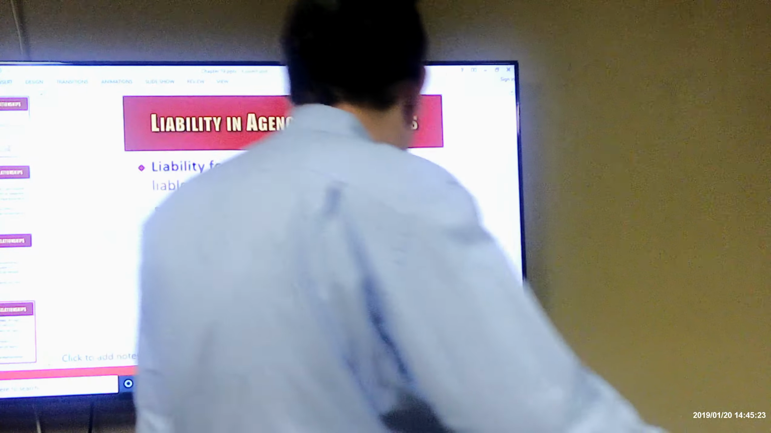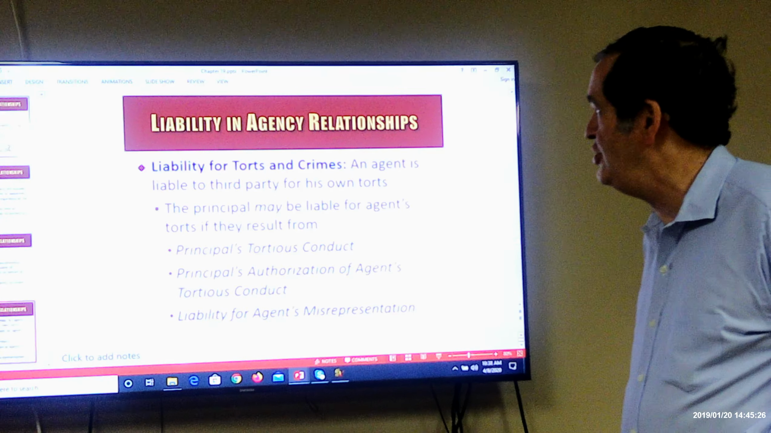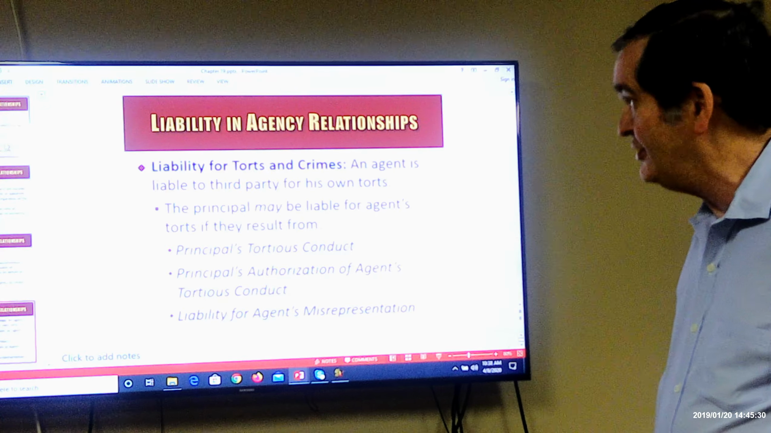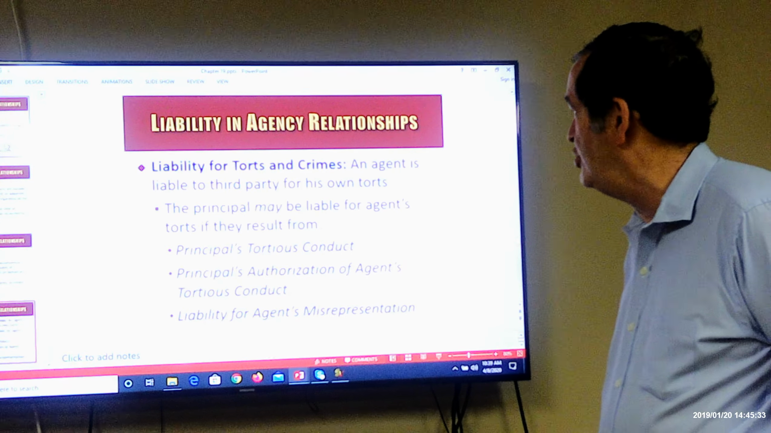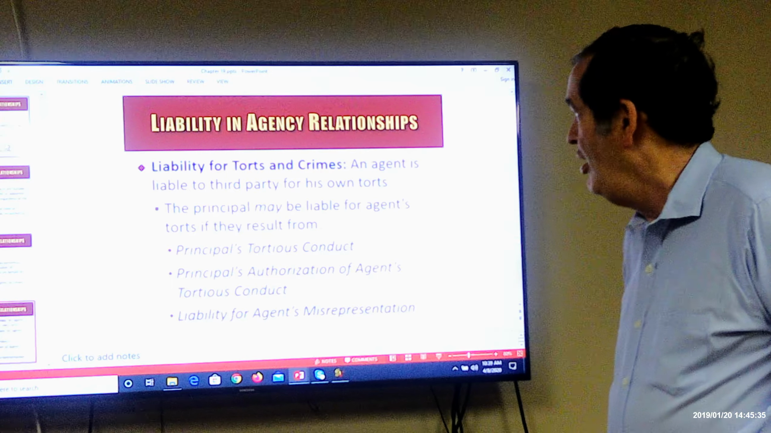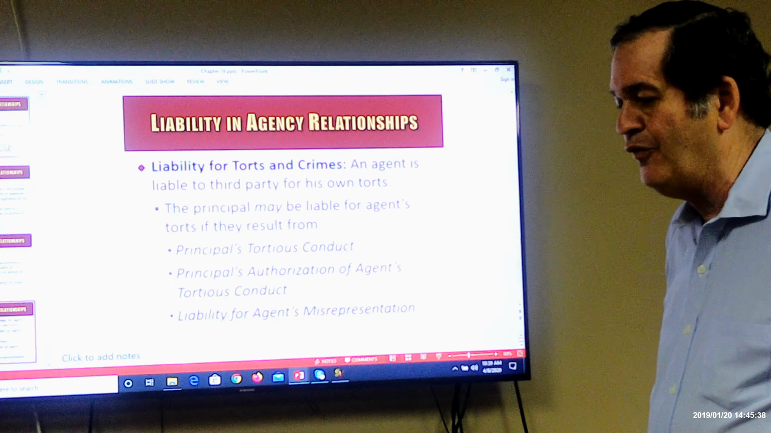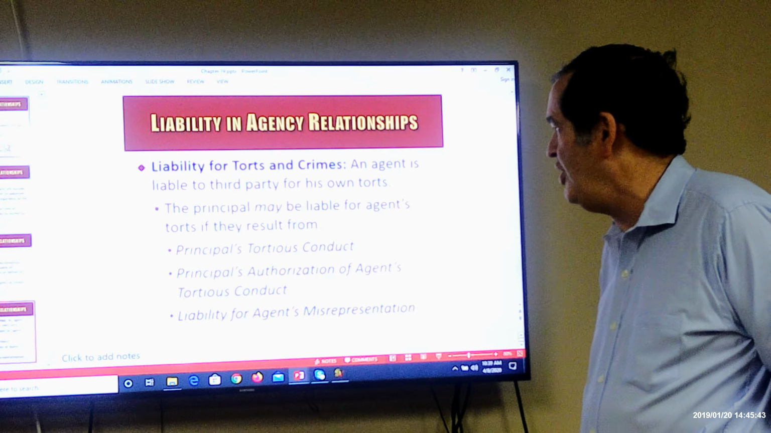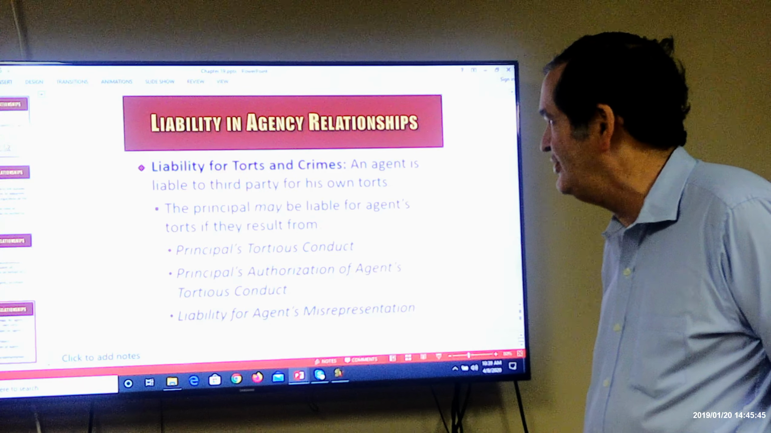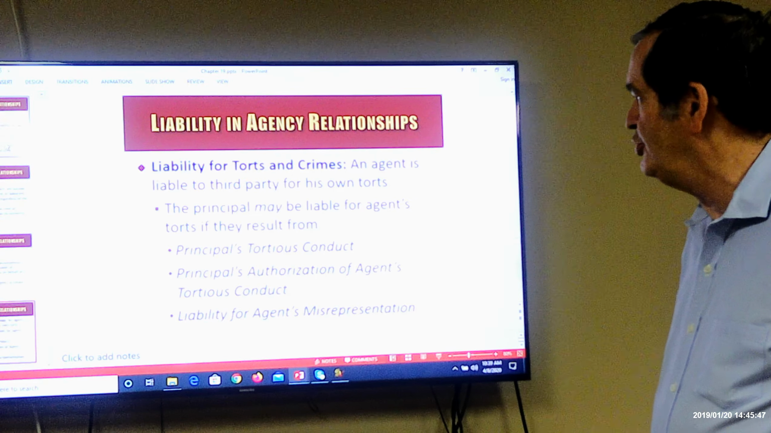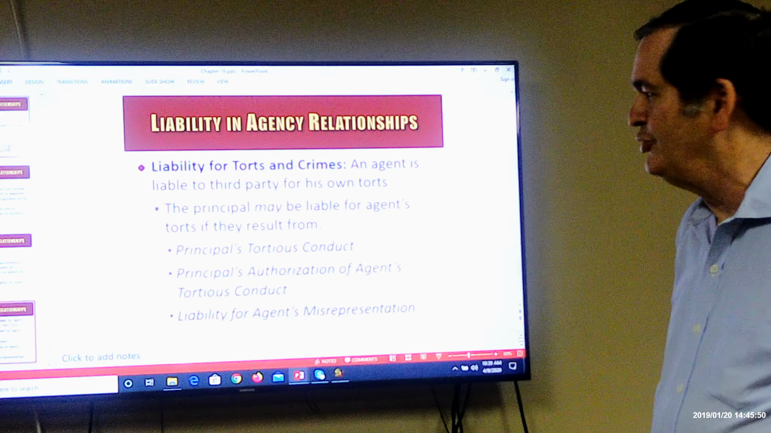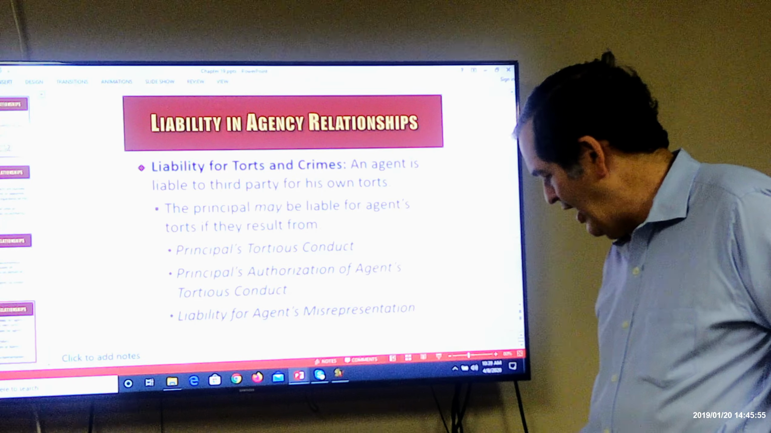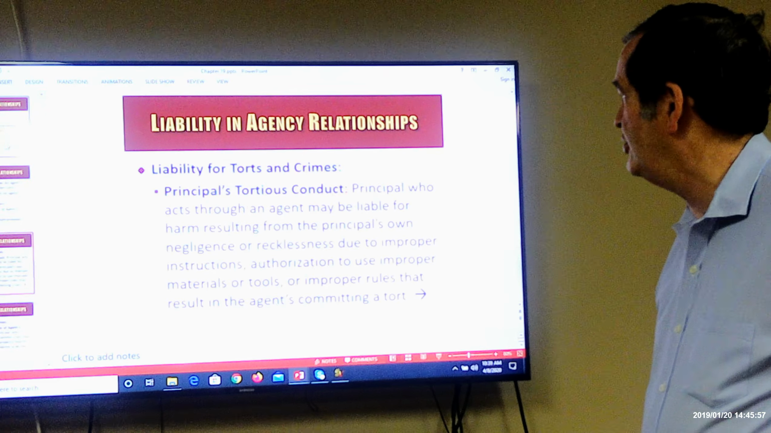All right, Chapter 19, Part 4, Agency Relationships. Now we're talking about liability of the principal for the acts of the agent for torts and crimes. An agent is liable for their own acts to the third party. The principal can be liable for the agent's tortious acts if they result from the principal's tortious conduct, the principal's authorization of the agent's tortious conduct, or liability for the agent's misrepresentation.